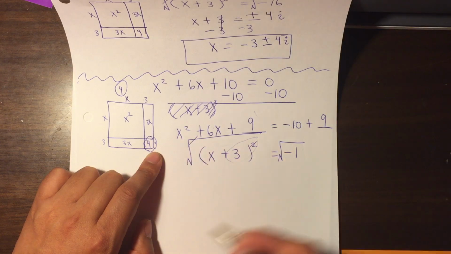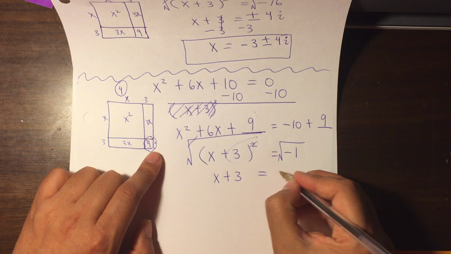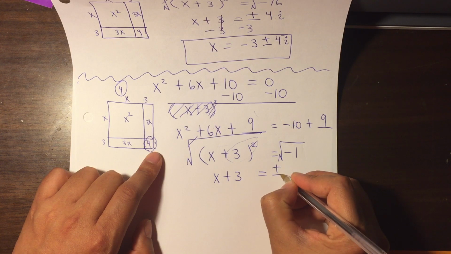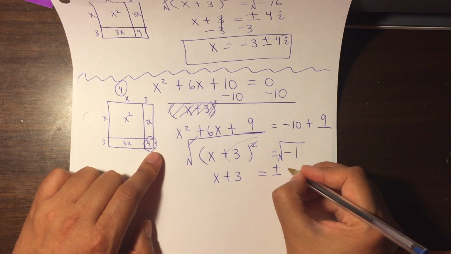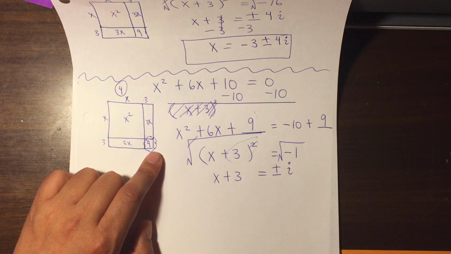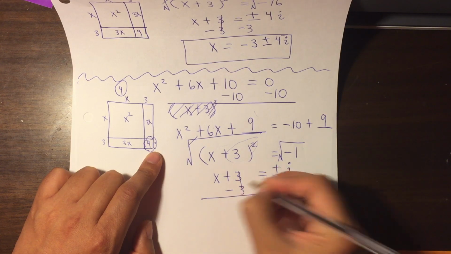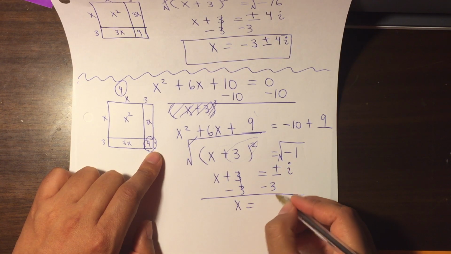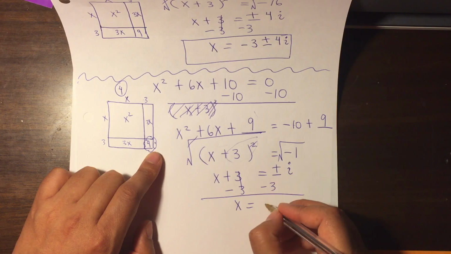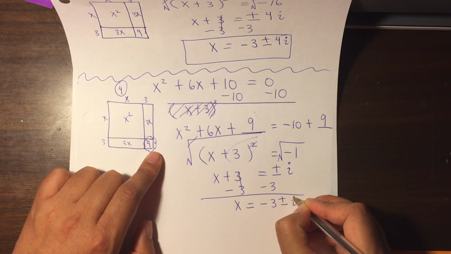So you take the square root of both sides. x plus 3 is equal to plus or minus, and the square root of negative 1 is an imaginary number. You don't have any other coefficients or the square root of anything. And finally, we subtract 3 from both sides, so x is equal to, again, we cannot combine because they are not like terms. And so it's negative 3 plus or minus imaginary number.